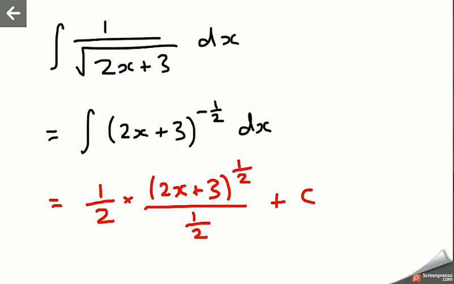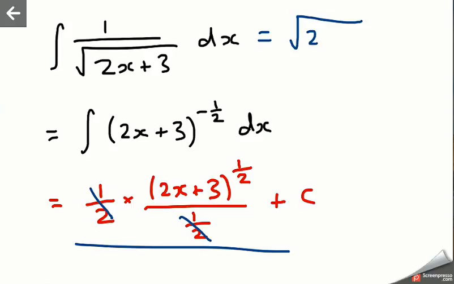Although I'd better tidy that up a bit. So what is a half divided by a half? Well, they're just going to cancel, aren't they? So it's actually just 1 times (2x + 3)^(1/2) plus c. And (2x + 3)^(1/2) is just the square root of 2x + 3, because taking something to the power of 1 over n means the nth root of that thing, so the second root is a square root. So the antiderivative of 1 divided by the square root of 2x + 3 actually turns out to be the square root of 2x + 3 plus an arbitrary constant.